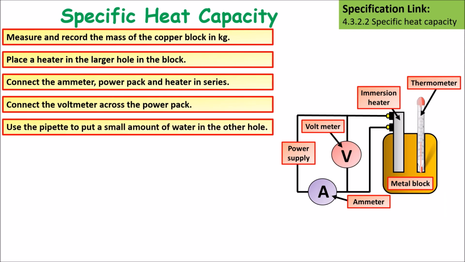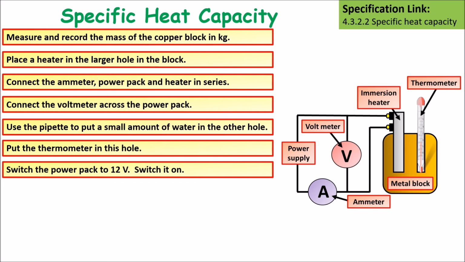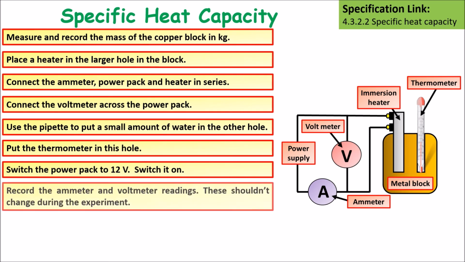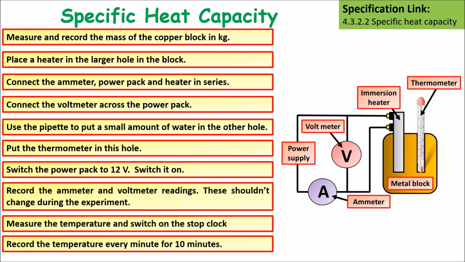You would then use a pipette to put a small amount of water into the hole. Into the second hole, you'd place a thermometer. You would switch on the 12-volt power pack. You'd record the readings on the ammeter and voltmeter, so these technically shouldn't change during the experiment. Measure the temperature and start the stop clock. Then you would record the temperature every 10 minutes.